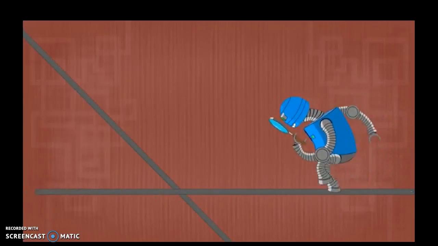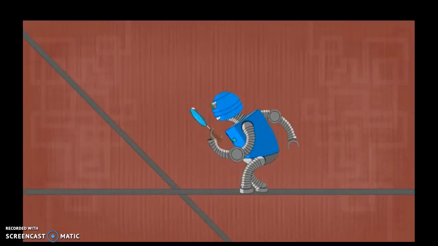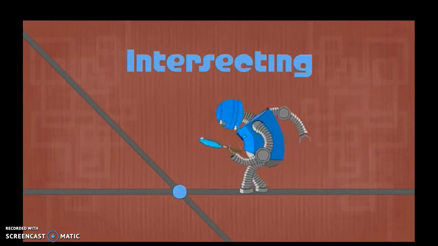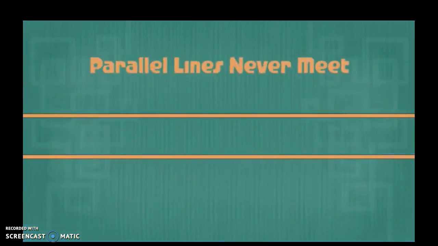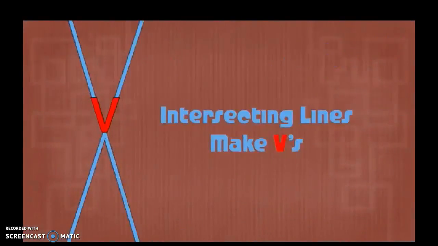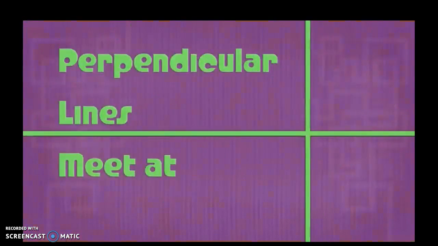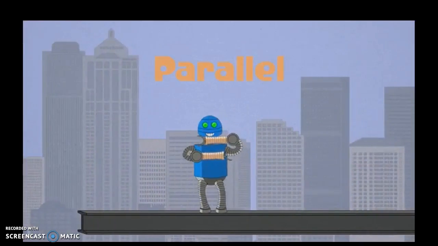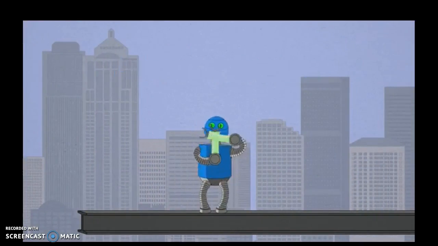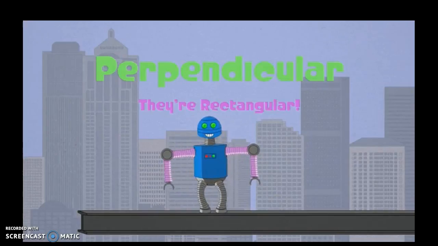Now let's talk about detecting if two lines are intersecting. It's the term that we select if at any point lines connect. Parallel lines never meet. Intersecting lines make these. Perpendicular lines meet at 90 degrees. Put your hands in the air with me.